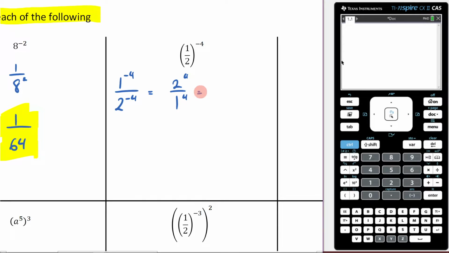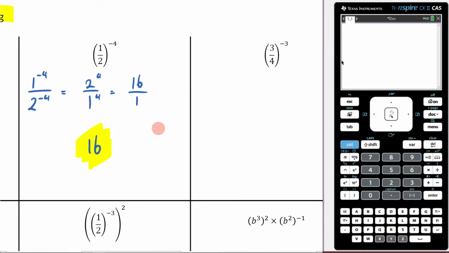Now this is where you just need to know that 2 to the power of 4 is 16. It's kind of a non-negotiable. You just need to memorize that. 1 to the power of 4 is 1. So that means our final answer here is 16. All right, let's do that and move to the next one.